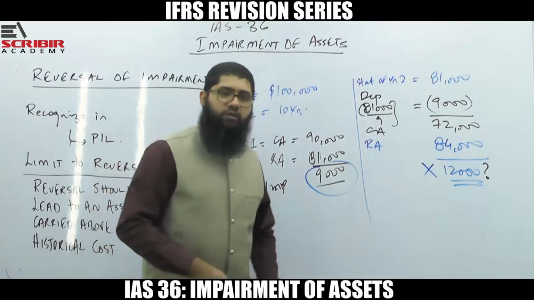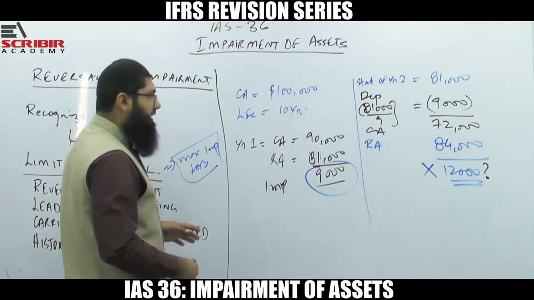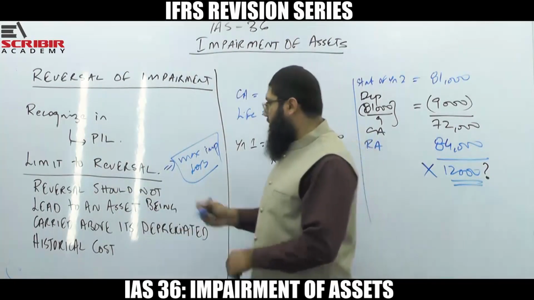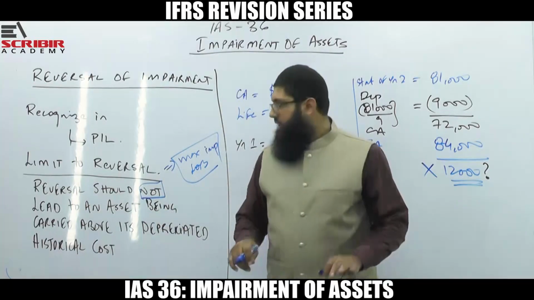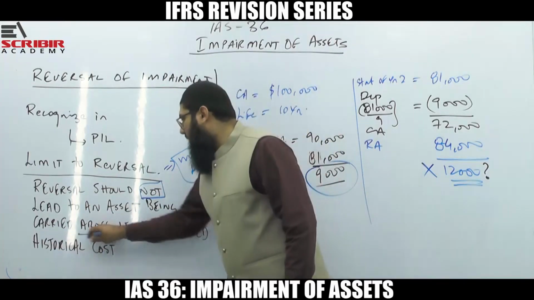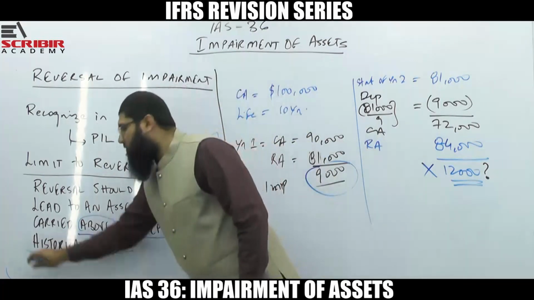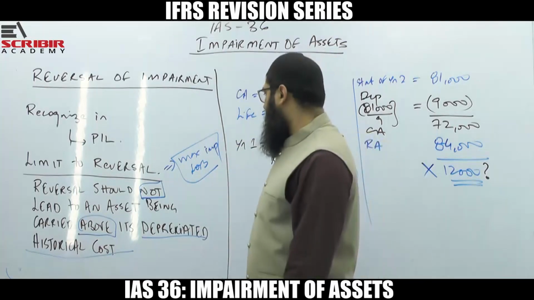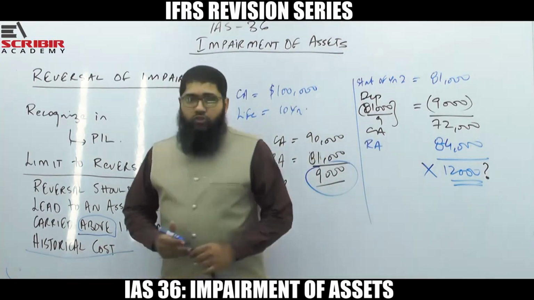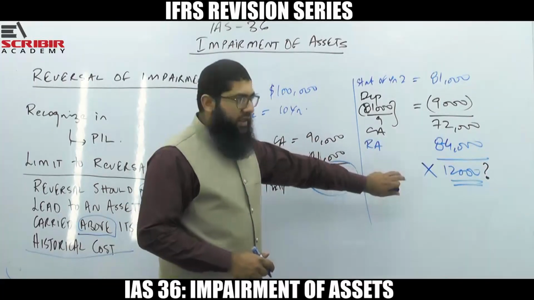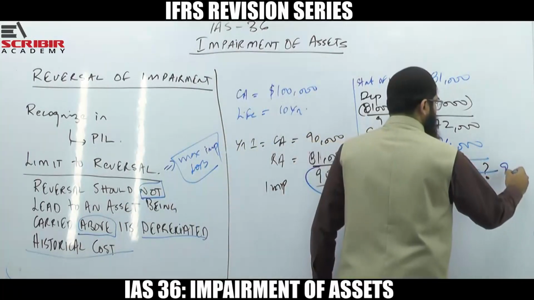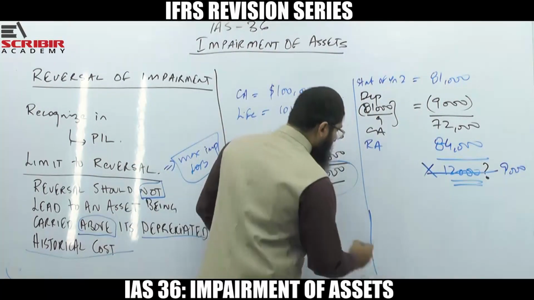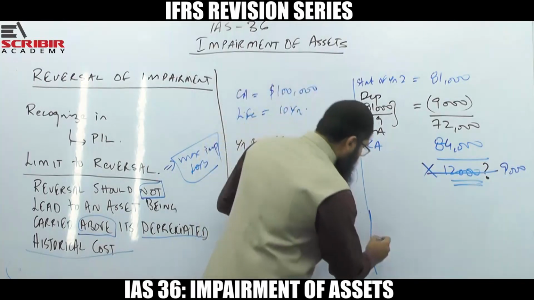You cannot do that. Now what else is there? There is another condition that you have to keep in mind. And what is that? The reversal should not lead to an asset being carried above its depreciated historical cost. What do you mean by this? If there is a gain of 12,000, can I recognize it? No. What is the maximum gain? 9,000. So shall I recognize 9,000? No. First of all, you need to see what the carrying amount of the asset is right now.